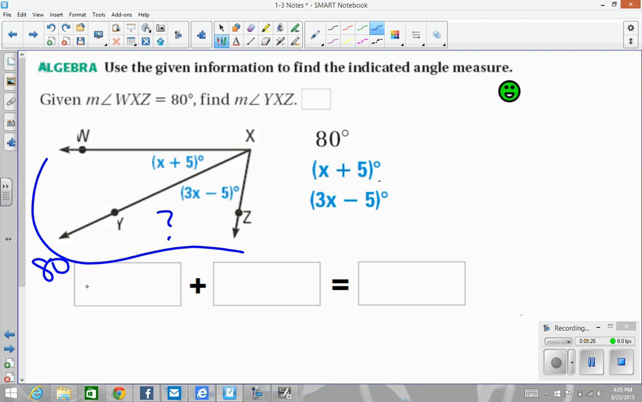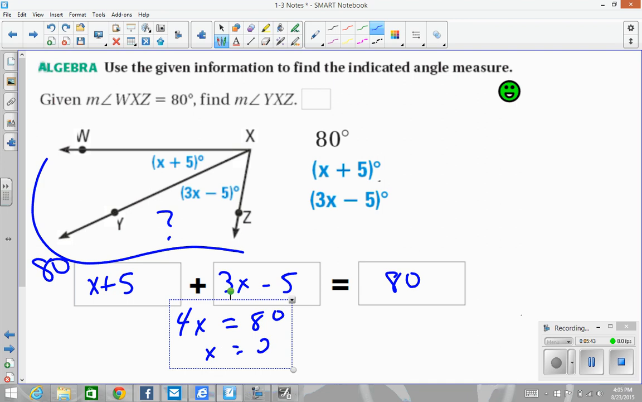And so we know part plus part equals the whole. Okay. And so then when we solve this, we combine like terms. That's 4x, positive 5 and negative 5 cancel out, equals 80. And so x is equal to 20.